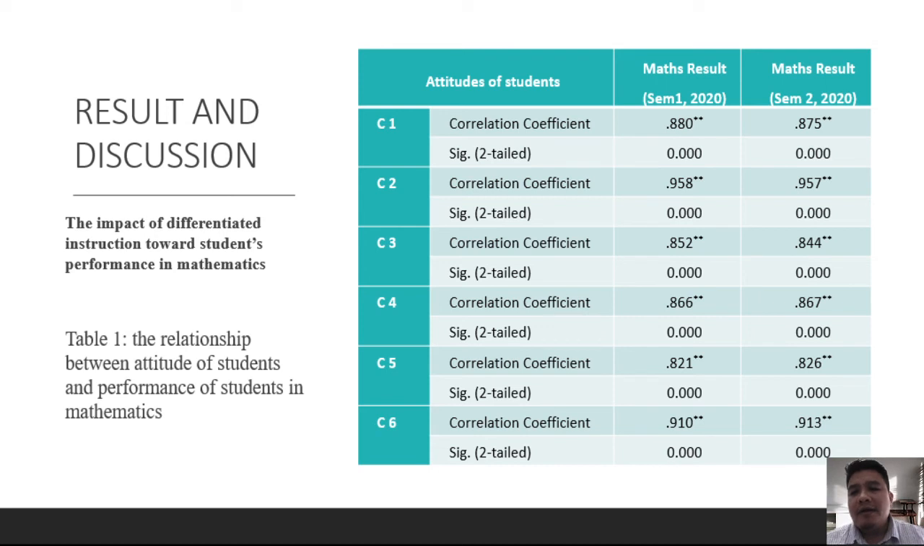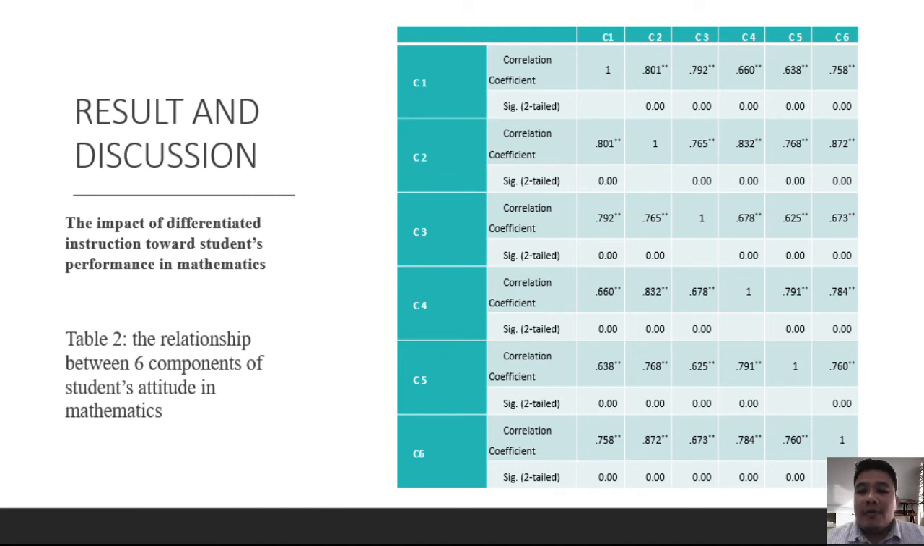That means the relationship between the attitude of students has a positive impact on the performance of students in mathematics. So all of these results reflect that the activities done in the class by the teacher give students a positive impact on their attitude and also motivation. And with this one, we want to find the relationship between all of the attitudes we have outlined before.